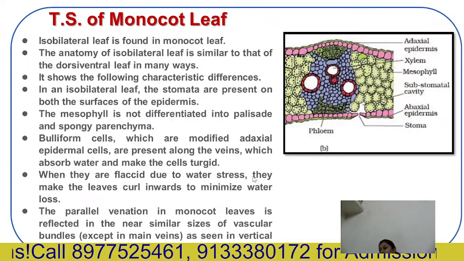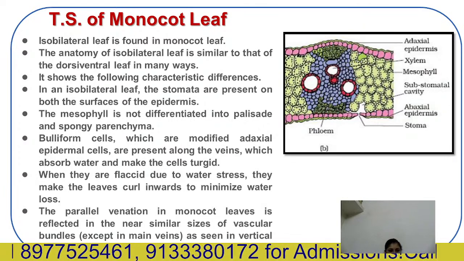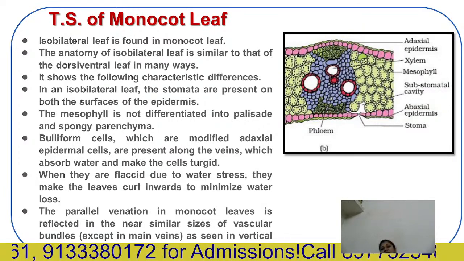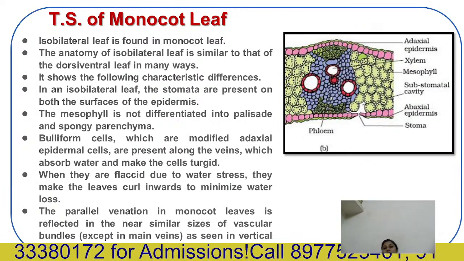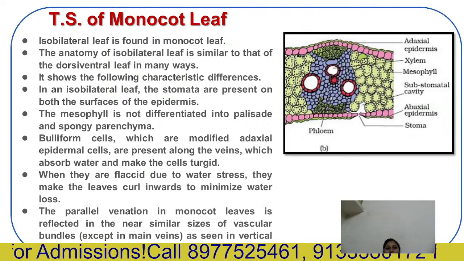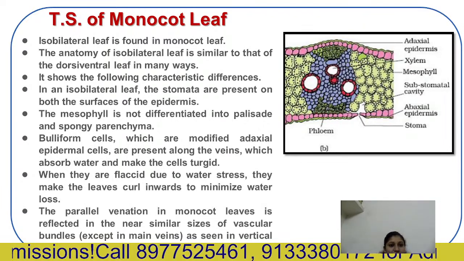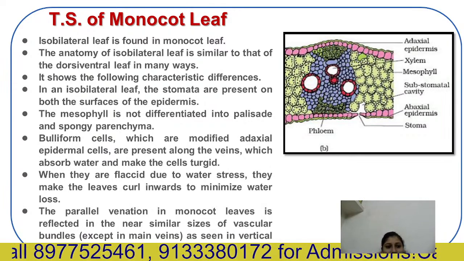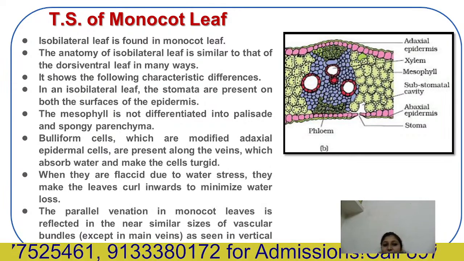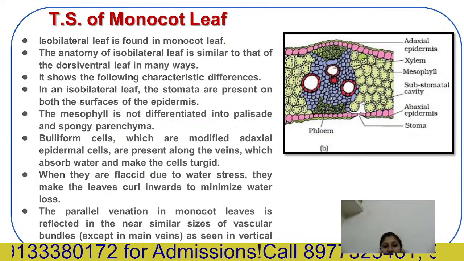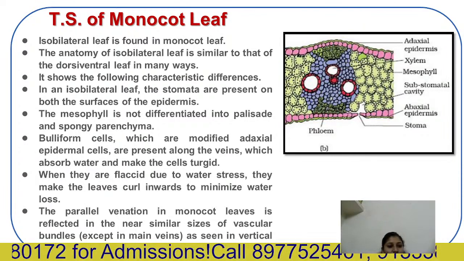Next, monocot leaf. So isobilateral leaf, that means both the surfaces, both the abaxial and adaxial epidermis, bear the same number of stomata. It is not like only the lower surface has a higher number. And there is no differentiated palisade and spongy parenchyma mesophyll in case of monocot leaf.